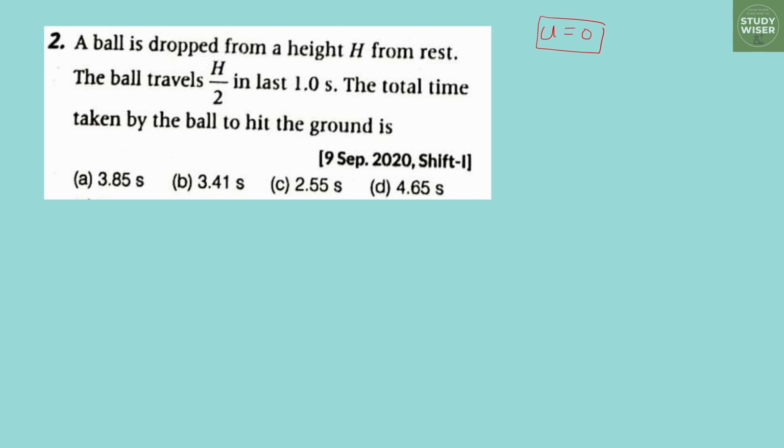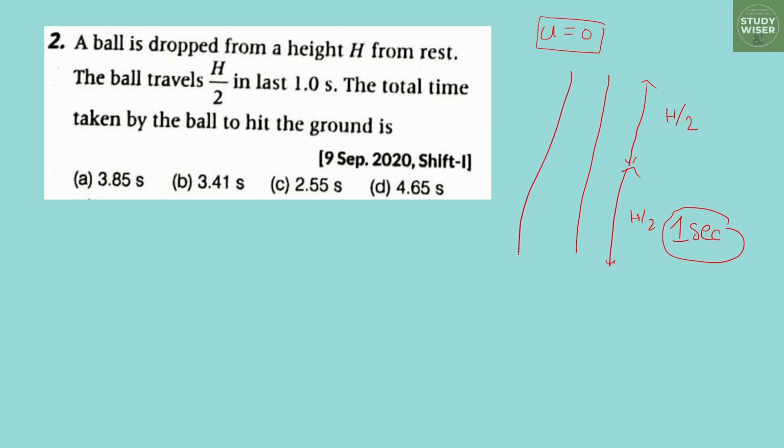అండ్ క్వశ్చన్లోకి వచ్చేసరికి the ball travels h/2 in the last 1.0 second. ఇది టోటల్ పాత్ అండ్ ఇది హాఫ్ పాత్ h/2 and this is another half. Assume it is another half and it takes 1 second here. The total time taken by the ball to hit the ground. అంటే ఇప్పుడు మనకు ఇది మొత్తం వచ్చేసి h కాదా.